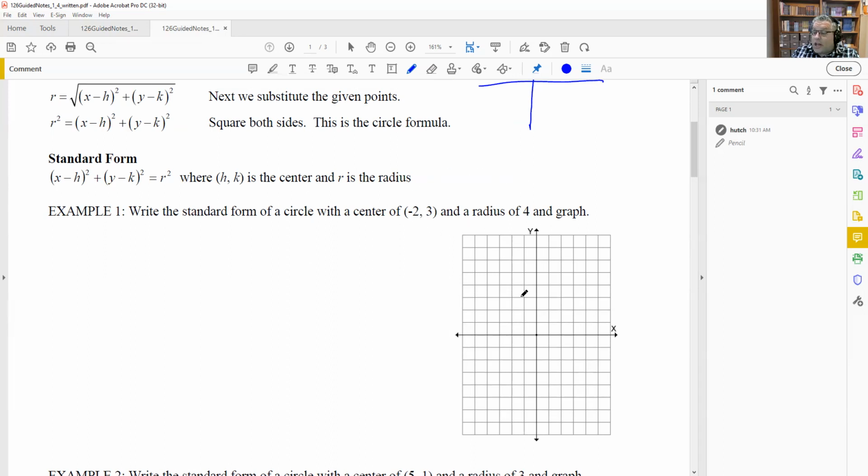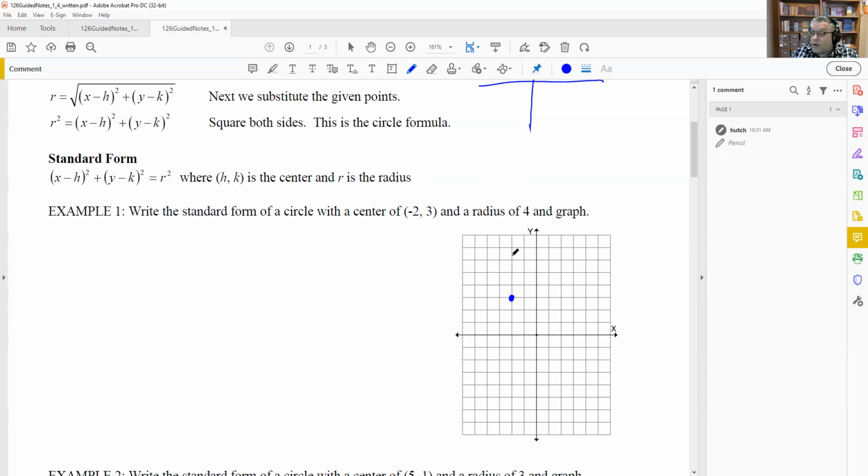The center is at -2, 3. So let's plot that one first. Starting from the origin, we go to the left 2 and up 3 and plot that right there. Now the radius is 4, which means that from the center, I can get a couple points that I can use as reference in order to graph this.